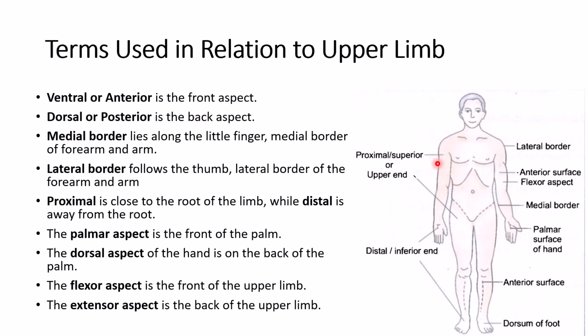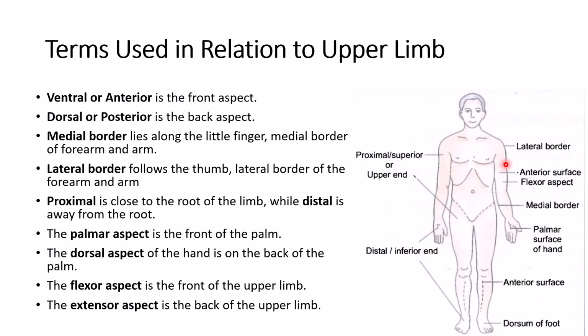Proximal, so this is the proximal part which is closer to the root of the limb, and the distal end is away from the root of the limb. Okay, then the palmar aspect, can you see in this diagram? This is the palmar surface of the hand, and this will be the dorsal surface or dorsal aspect of the hand, which is the back of the palm. On the front it is the palm, so called the palmar surface. On the back it is the dorsal surface, which is the back of the palm.